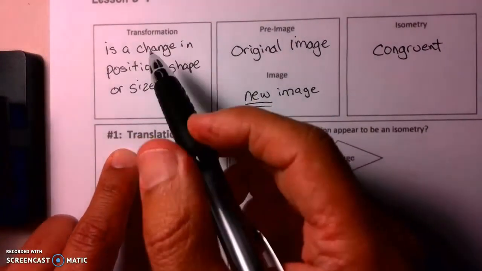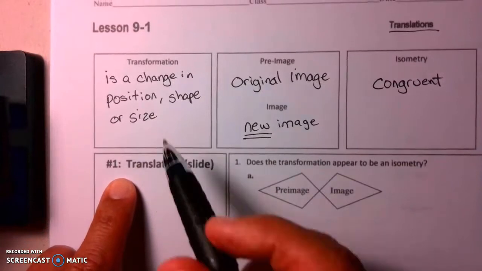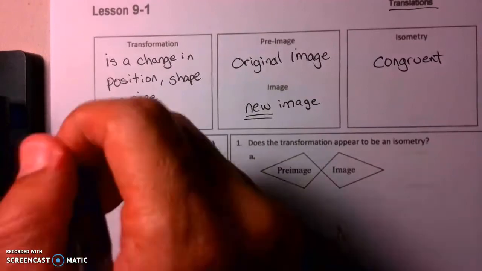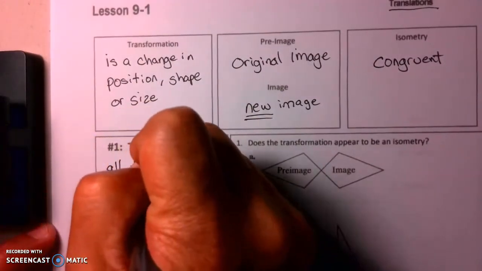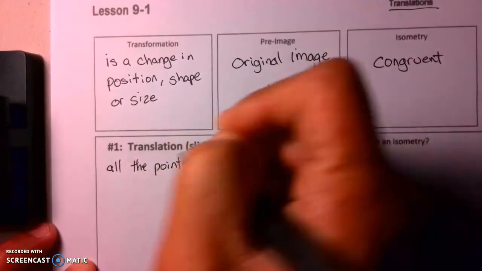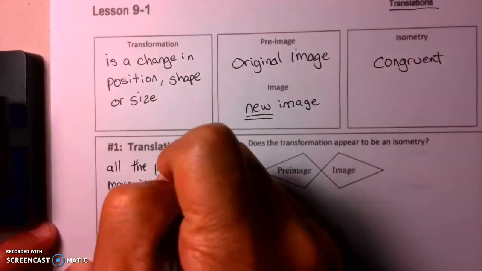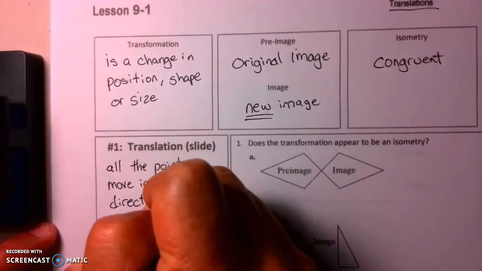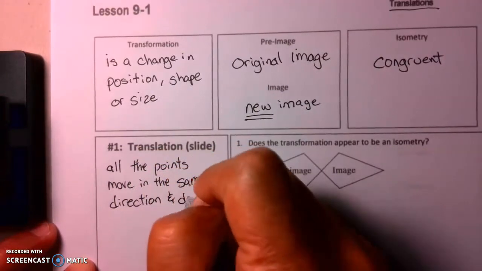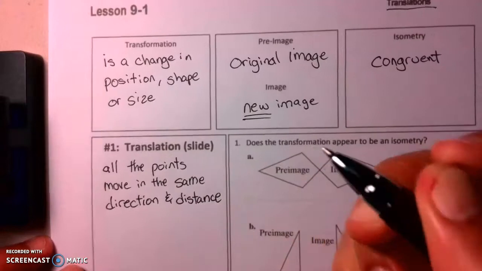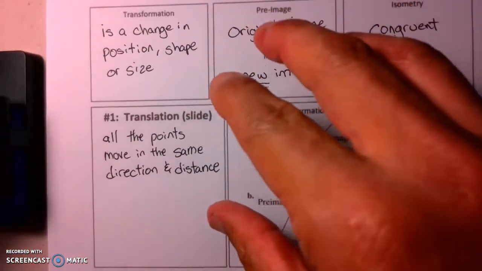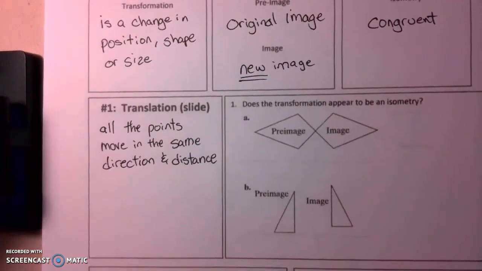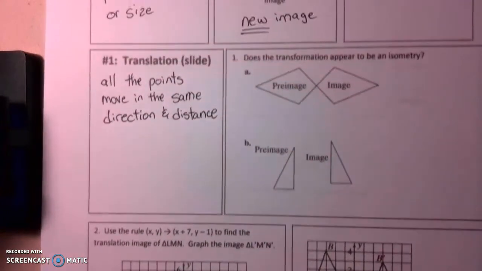Alrighty. I said there were 4 different types of transformation. This first section, 9-1, is going to be on what is called a translation or a slide. This is when all the points move in the same direction and distance. So we're going to have a figure, and the figure is going to move. But everything within that figure either moves to the left, moves up, it moves the same direction and the same distance. Okay, we'll see examples of that like in number 2 and number 3.